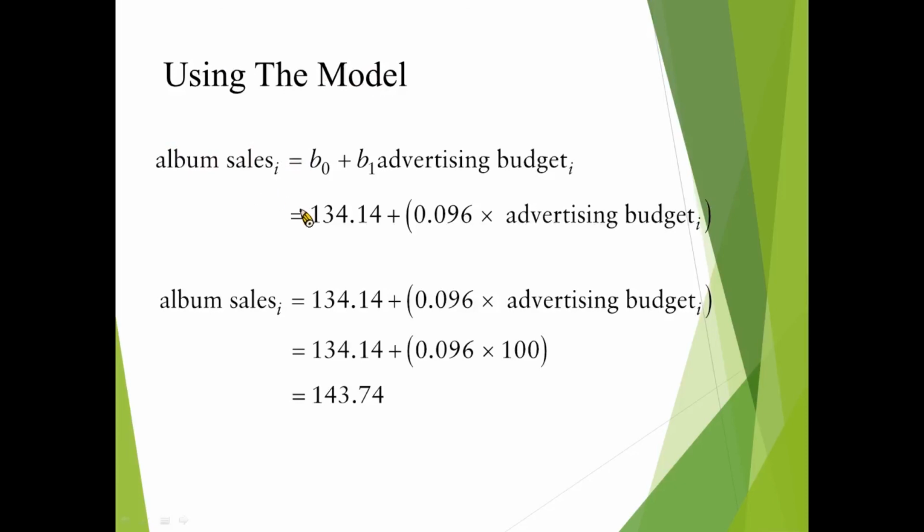Album sales equals 134.14 plus 0.096 multiplied by planning budget. So if you have a planning budget of 100, you can put it in this formula and get the album sales.